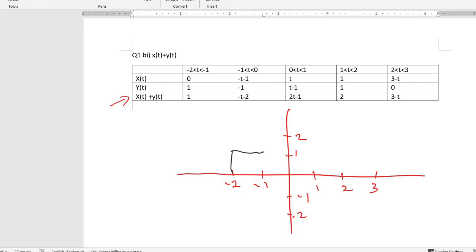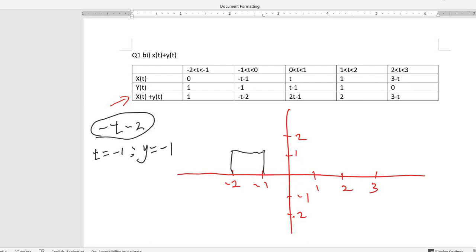And then from negative 1 to 0, you have the graph of negative t minus 2. So how to draw? Okay, since this is the range for negative 1 to 0, easy. So you just substitute t equal to negative 1. What is the y? So y equal to 1 also. When t equal to 0, you get y equal to negative 2. So you get negative 1, negative 2. Okay, you draw, connect the line.